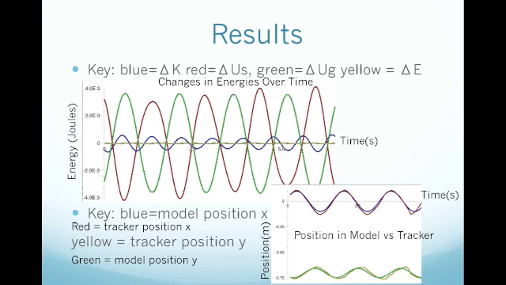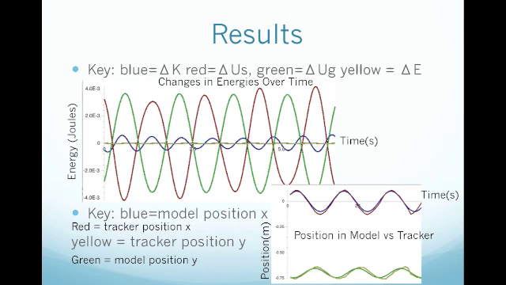In the bottom graph, you can see that in both the x and y positions, my model did fit the tracker observations of the position quite well. For the x position, the blue line represents the model position in x, and the red line represents tracker's position in x. For the y positions, the yellow represents the tracker's position in y, and the green represents my model's position in y. There are a few inconsistencies, which can be due to not accounting for air resistance in the model or human errors in tracker.